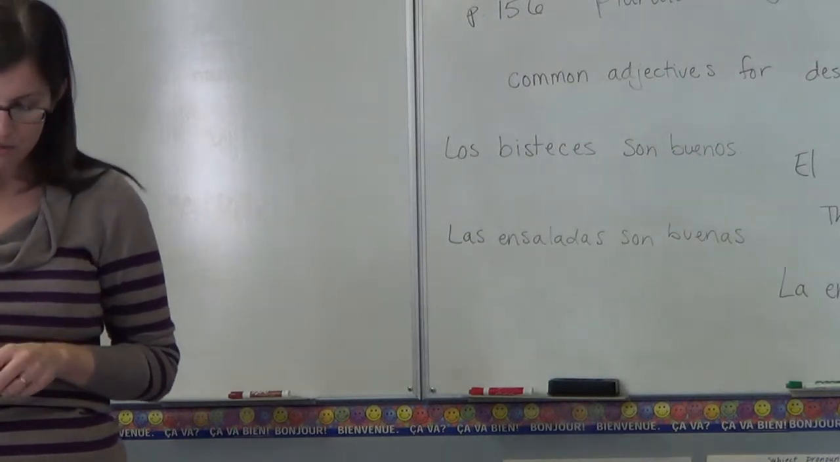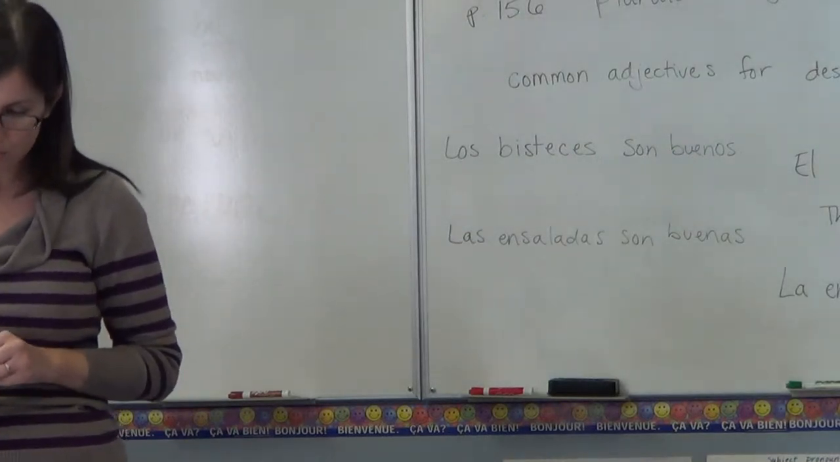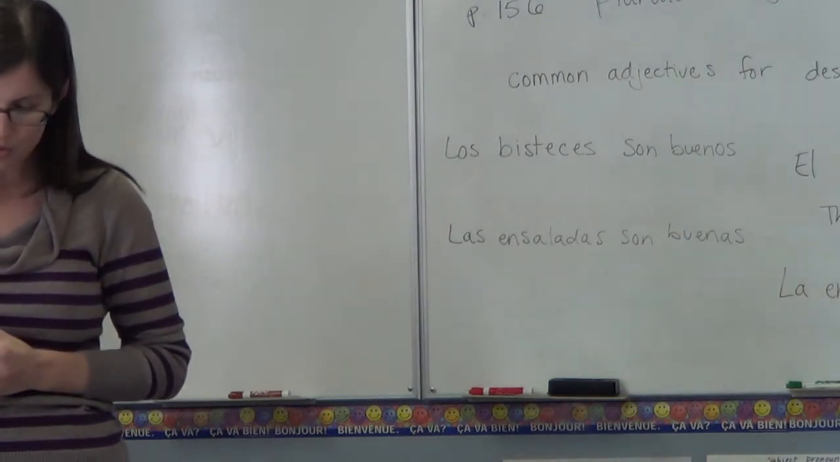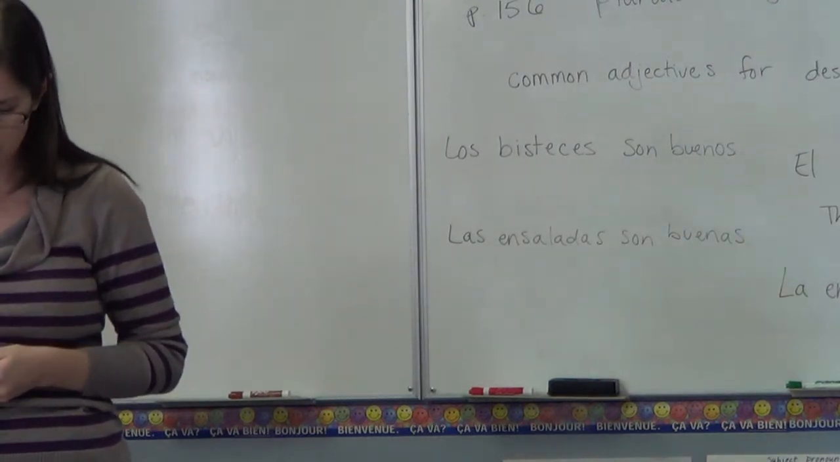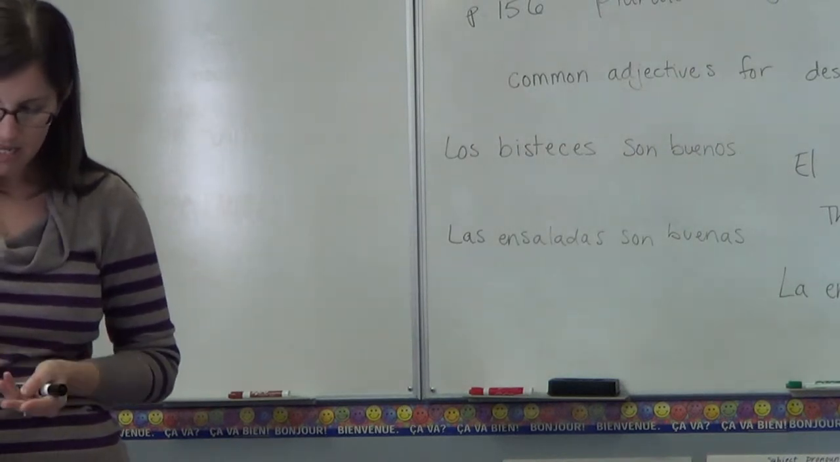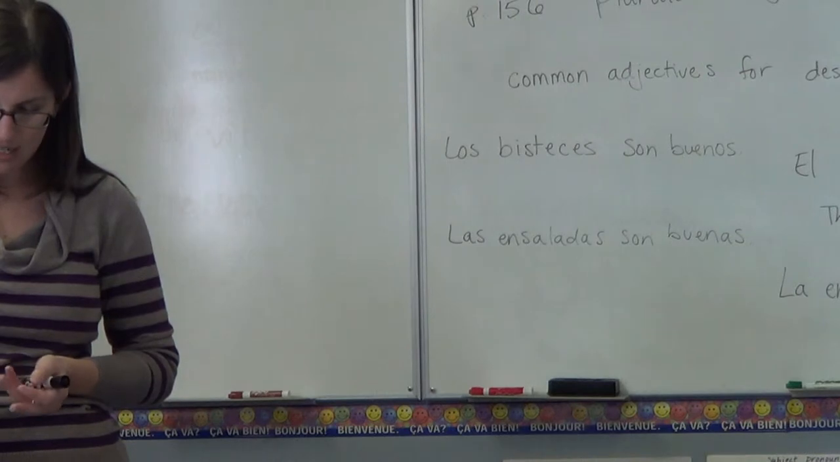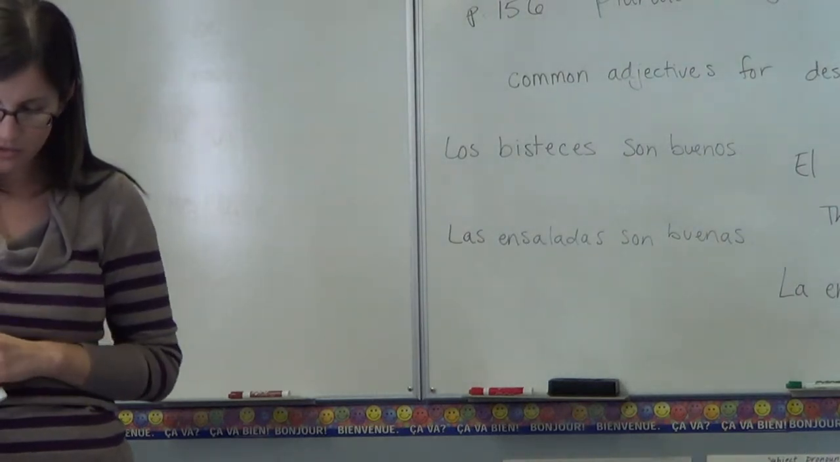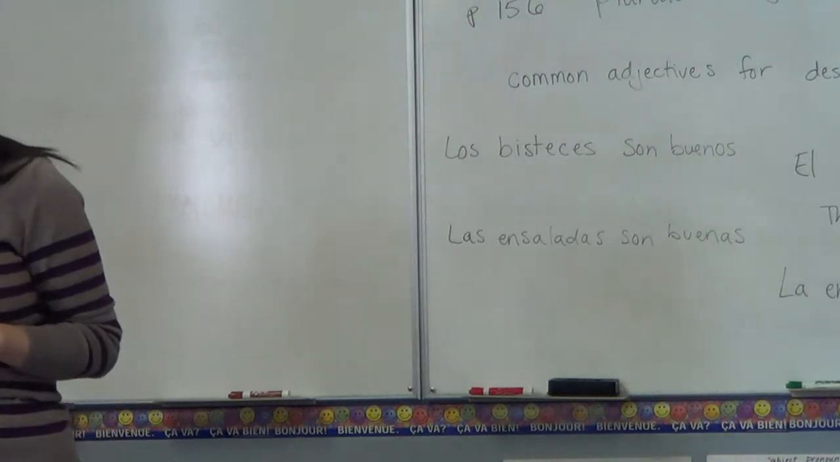Okay, then at the bottom it says, don't forget that the singular form of mucho means much or a lot of, but the plural form, muchos or muchas, means many of something. So, for example, you might say, I don't eat a lot of meat, no como mucha carne, but I eat a lot of vegetables, or many vegetables, so pero como muchas verduras.